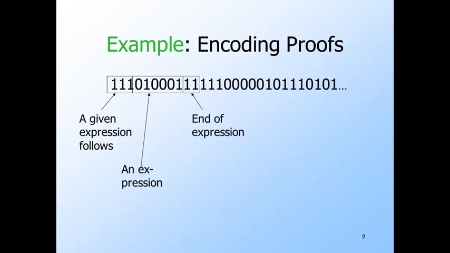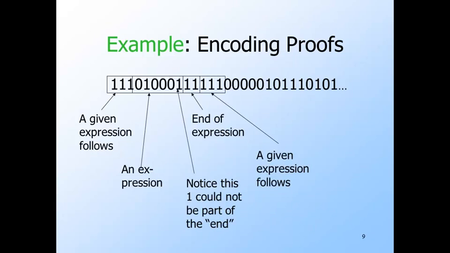This 11 marks the end of the first expression. Notice that this 1 cannot be part of a special marker, since all expressions without the special markers have even length, and this 1 is the 6th symbol in the expression. Here's another given marker. And another expression. This one was 0011 with zeros embedded. And another expression ender, and so on.